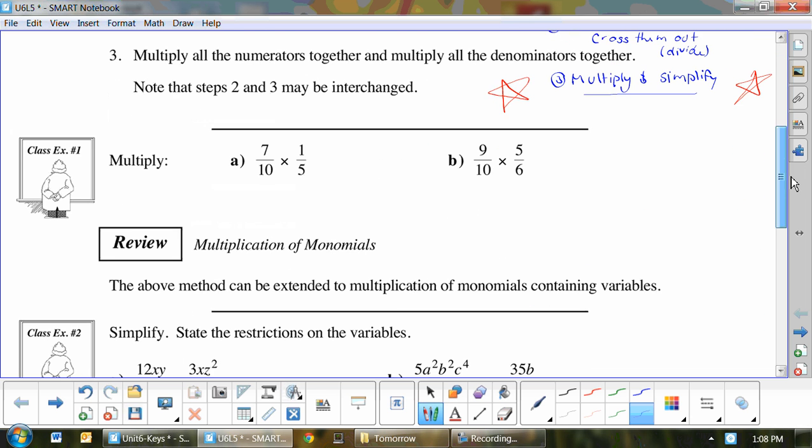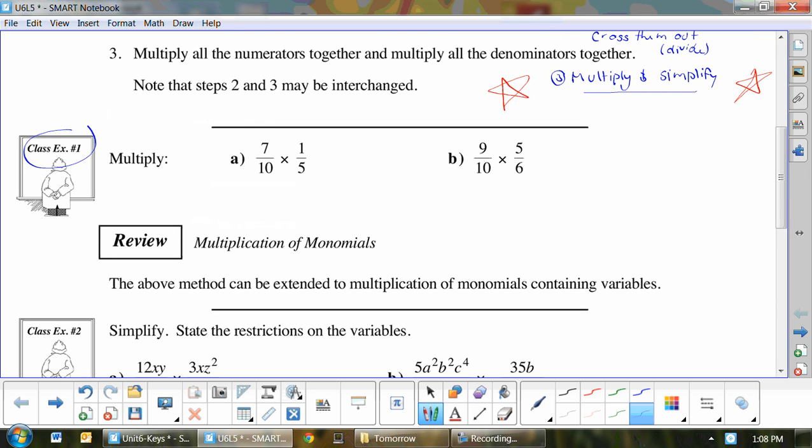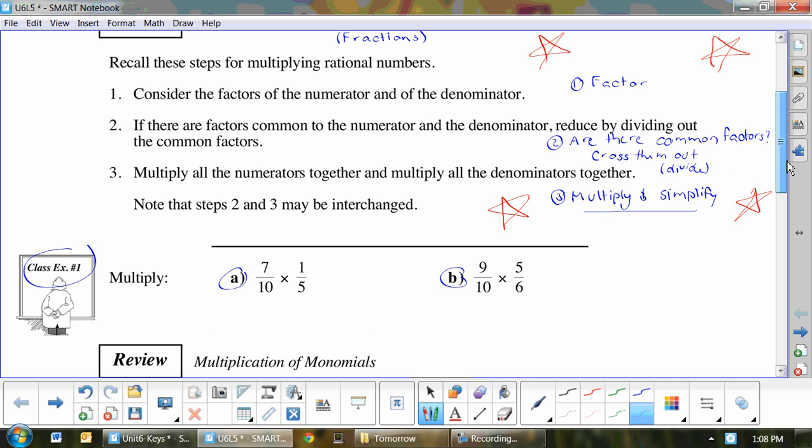So let's do some easy peasy examples. If we look at our steps, we can't really factor just numbers, right? It's different if we have binomials or trinomials. So our first step we don't really have to worry about. And we say, are there common factors? In A here, we don't really have any. There's no common factor of 7 anywhere in the denominator or of 1 anywhere in the denominator. So we go straight to step 3 and we go 7 over 50.